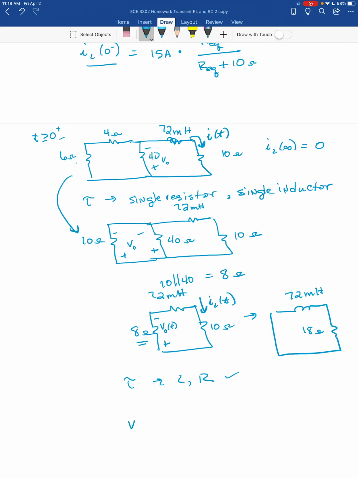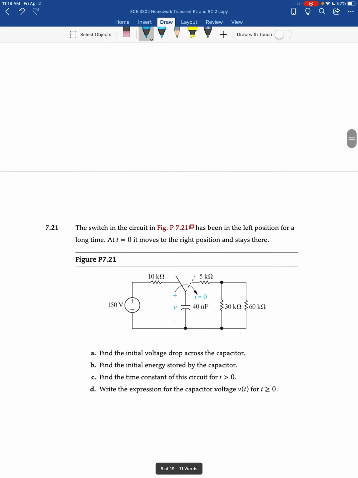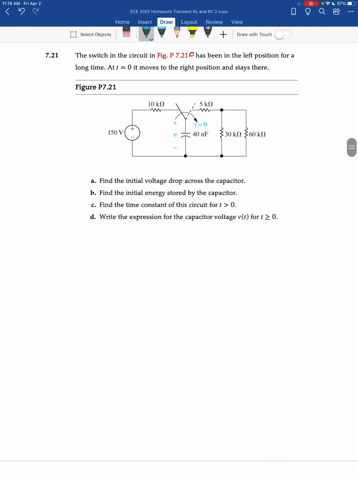You have IL of t. So finding V out, that's just going to be a simple Ohm's law: IL of t times 8 ohms. Okay, so that should be a really simple calculation. And it will be a function of time, notice. Okay, so that's how to find the voltage once you have the current. Okay, now back to this problem.